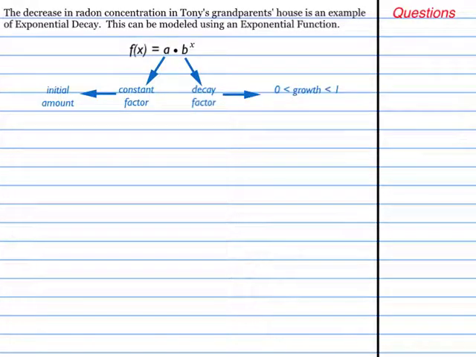B is going to be our decay factor, the rate at which it's decaying on a constant. And what makes decay different from growth is that b has got to be less than 1 but greater than 0. So it's going to be a positive number, but it's going to be a decimal or a fraction. It's going to be less than 1 but greater than 0. So we look back at our table and we notice the constant rate of decay was 1/2. So our b would be 1/2, our a would be 400.